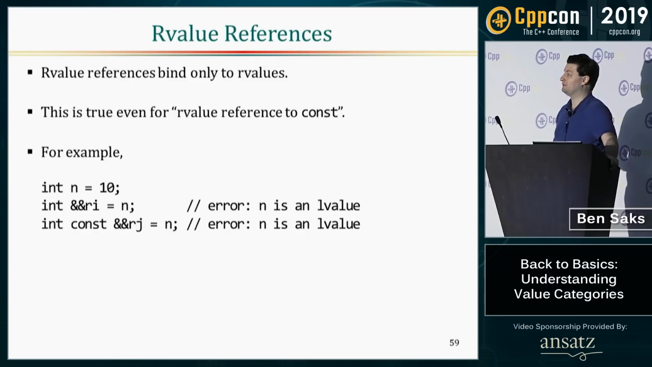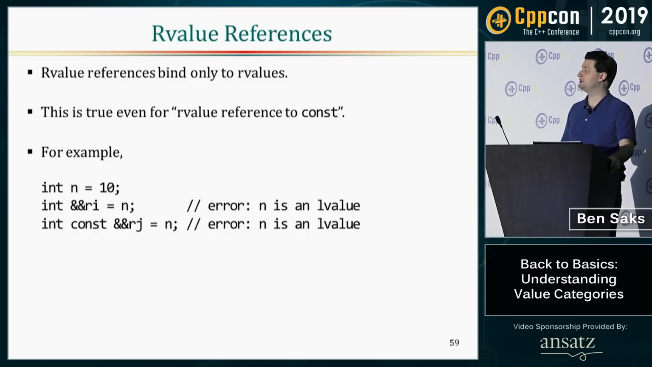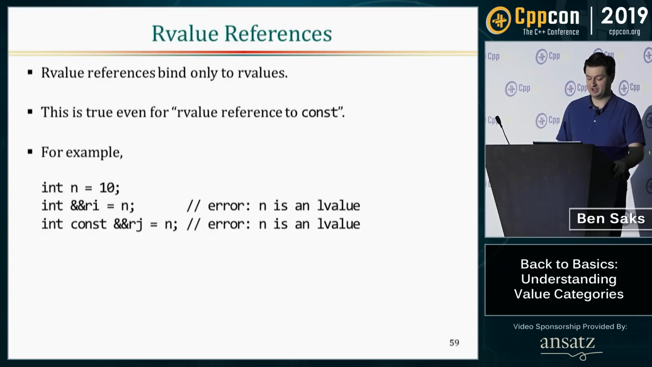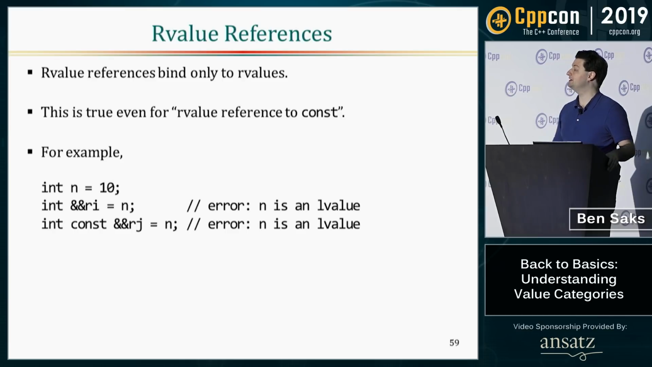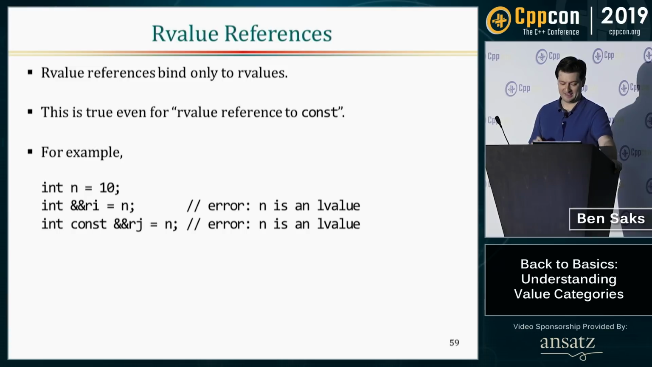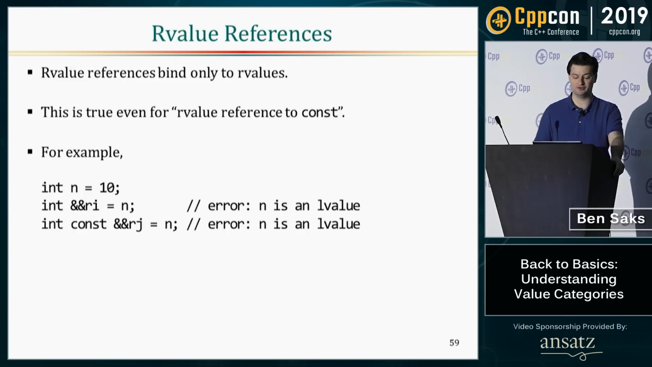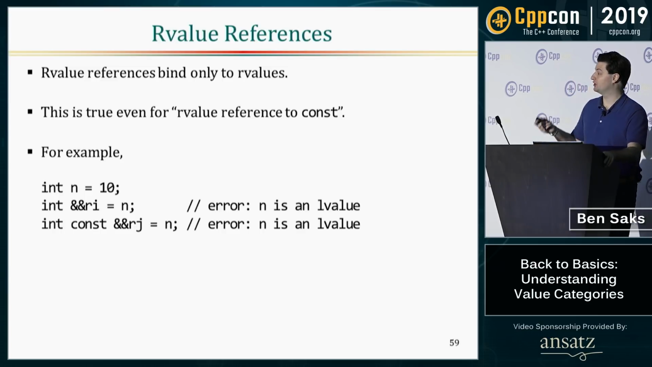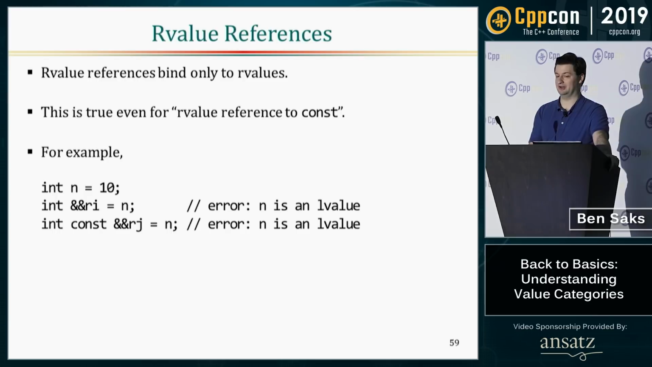So Rvalue references will only bind to Rvalues. Even an Rvalue reference to const will not bind to an lvalue. It will only bind to an Rvalue. So here, if I have an integer n initialized with the value 10, I can't bind an Rvalue reference to n, because n is an lvalue. It's not an Rvalue. Even if I'm trying to bind an Rvalue reference to const to it, it doesn't work.